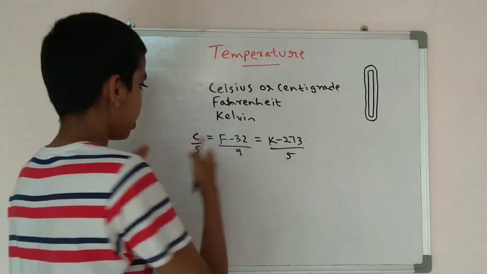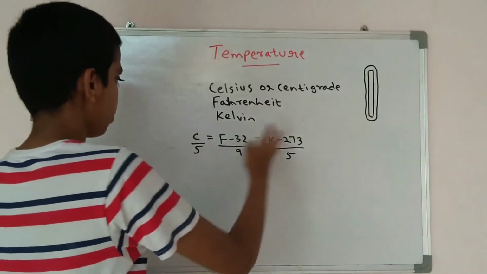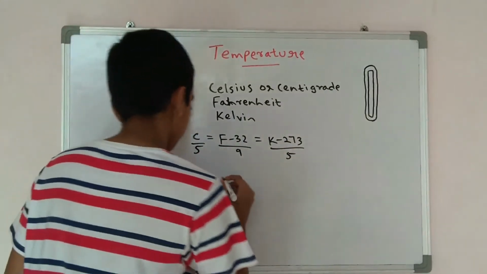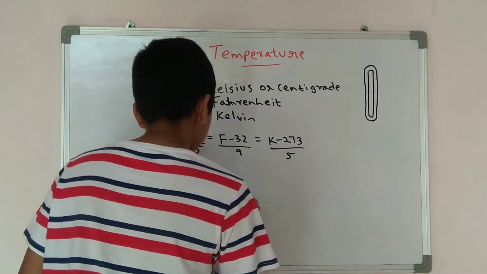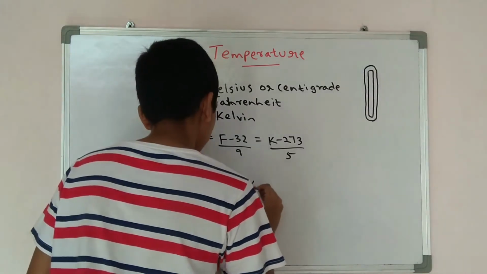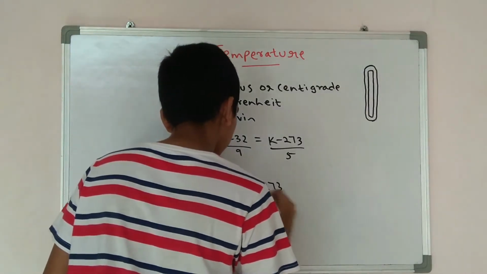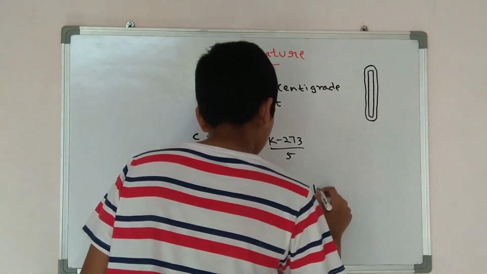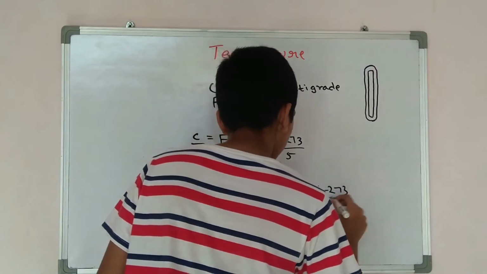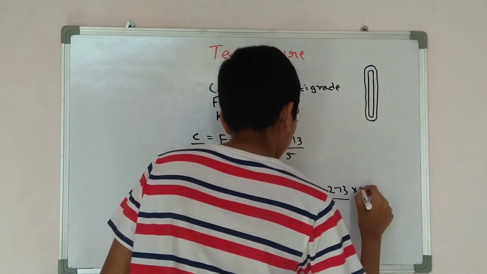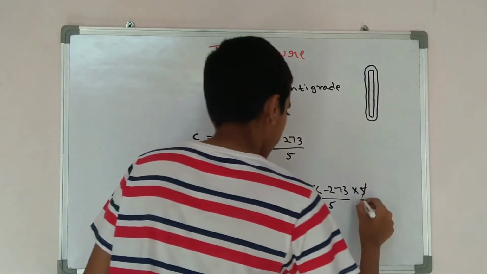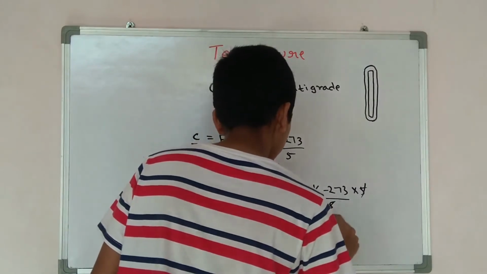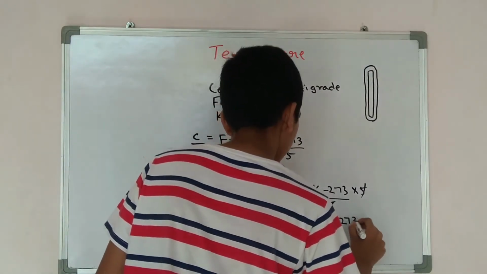So how do we find Celsius from this equation? We have to convert Kelvin to Celsius. So C by 5 will be equal to K minus 273 by 5. How do we get C? We get C is equal to K minus 273 divided by 5 multiplied by 5. The 5 and 5 get cancelled and we get C is equal to K minus 273.